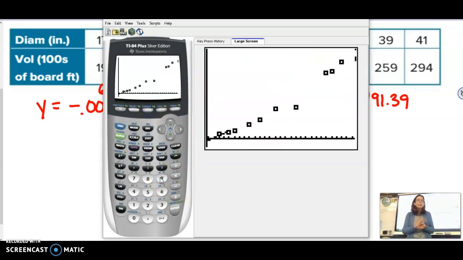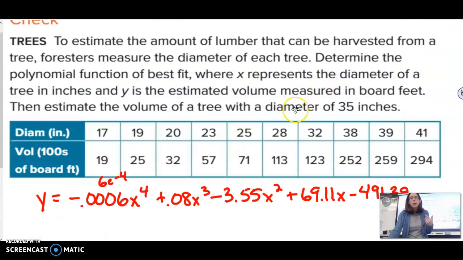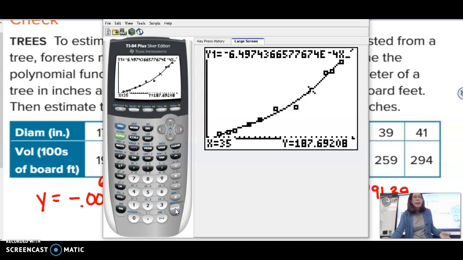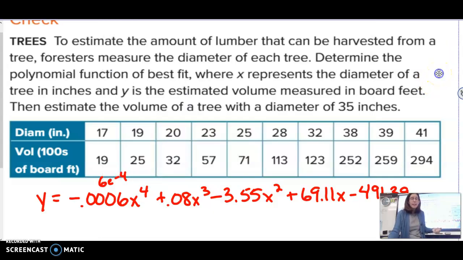and I can see my graph. And since I stored the equation, I can see the model going right through there, and it goes through those dots pretty nicely. And then it asks me, what is the volume if the diameter is 35? So I want to put a 35 in. Well, 35 is already within the range, so I don't have to extend my window this time. I can just do second calculate, and I want to calculate the value at 35. And the answer is 187.69, so about 188 board feet.